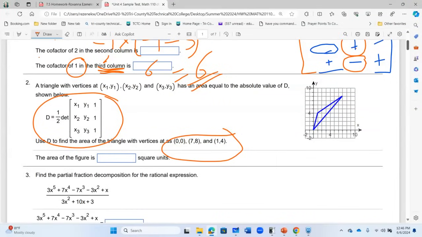But before we do, we want to make sure we fill in the vertices. So the first point is 1, 1. Okay, let's start from here. First point is 0, 0. So 0, 0 is here. So that's the point 0, 0. The point 7, 8 is right here. 7, 8.